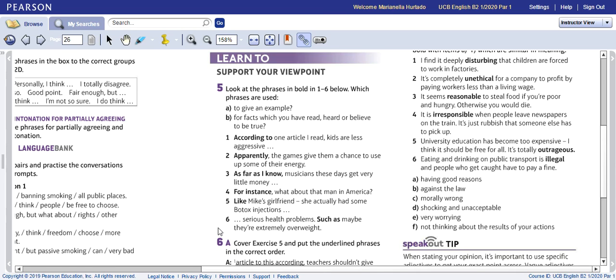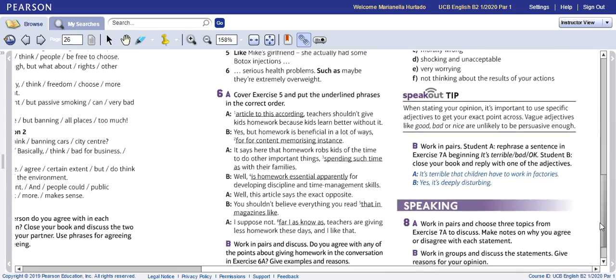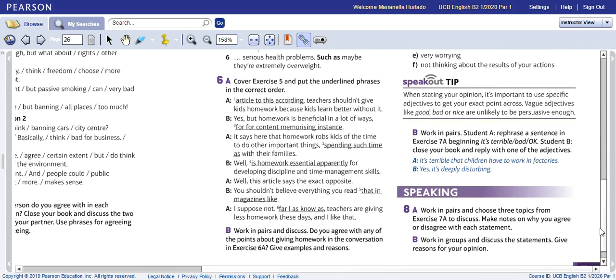Now, of course, right next to the bold words, you have an example that will help you try to understand and help you figure out under which of the 2 they go. Do you use them when you want to give examples of something? Or are they facts? Let's take a look at number 6. It says cover exercise 5, which is the one we just talked about, and put the underlined phrases in the correct order. Alright, so go ahead and do that.